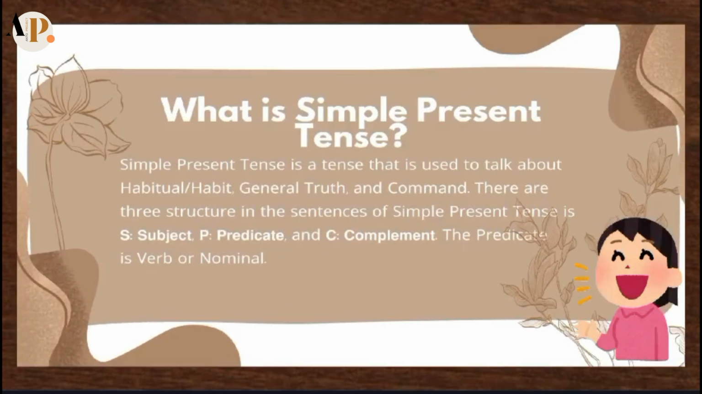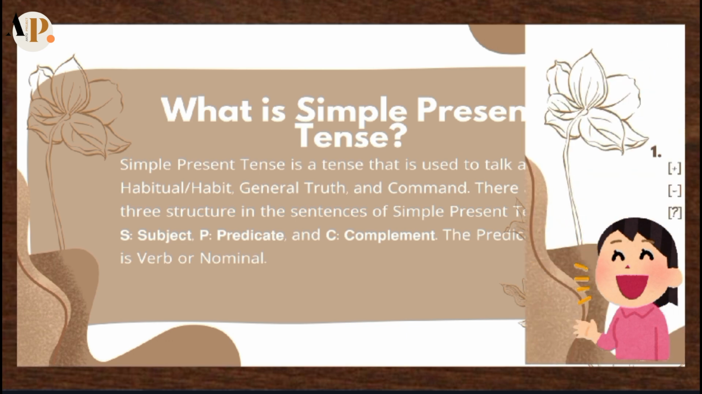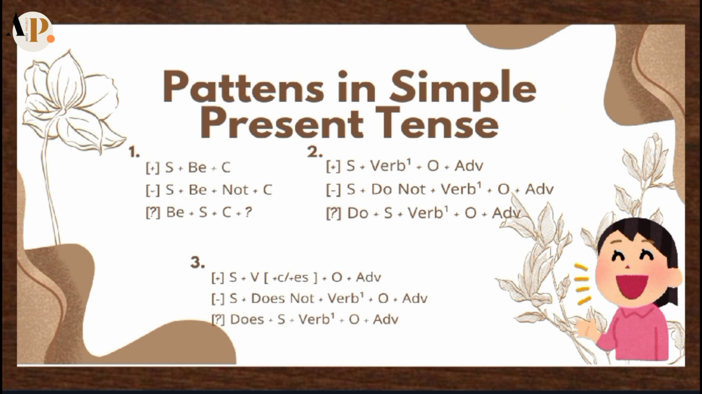So, simple present tense is a tense that is used to talk about habits, general truth, and so on. There are three structures in sentences of simple present tense: subject, predicate, and complement. The predicate is verb or nominal. There are three patterns in simple present tense.